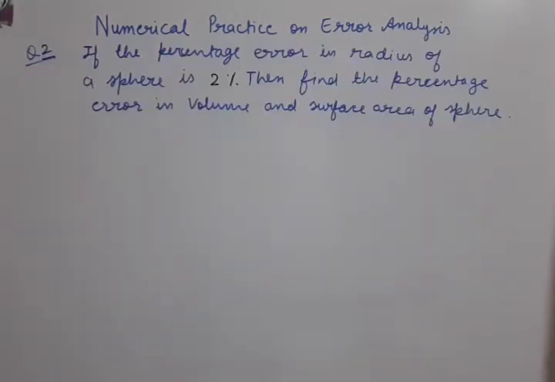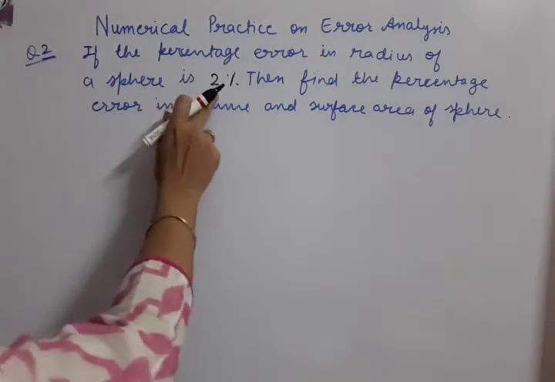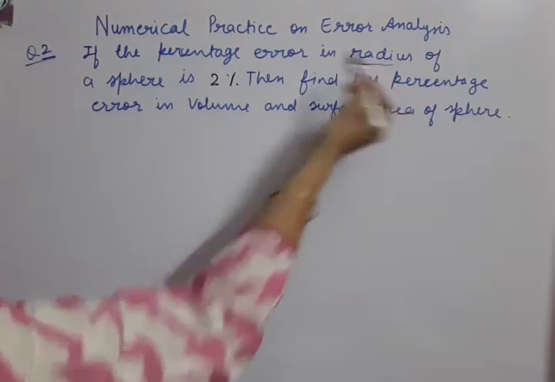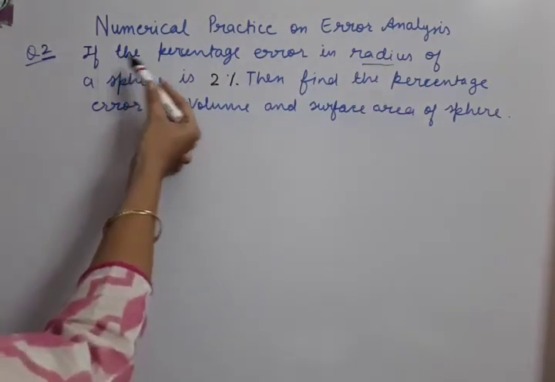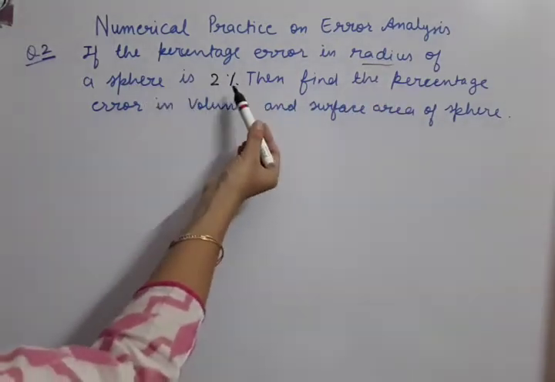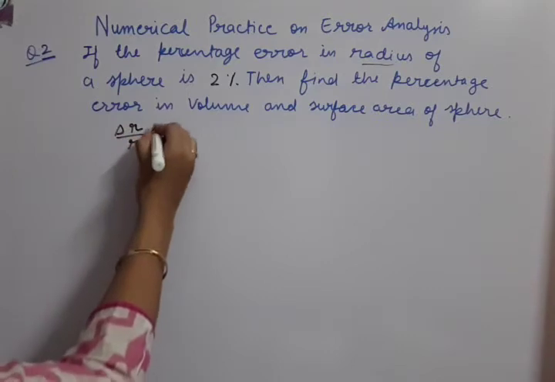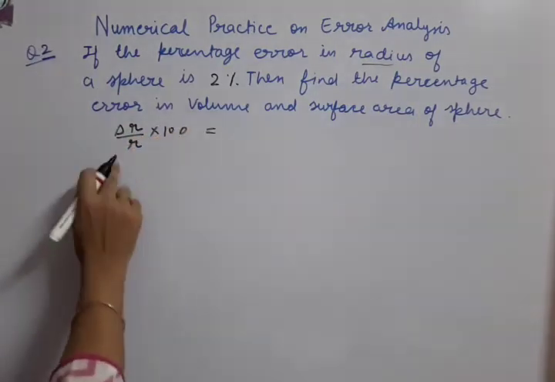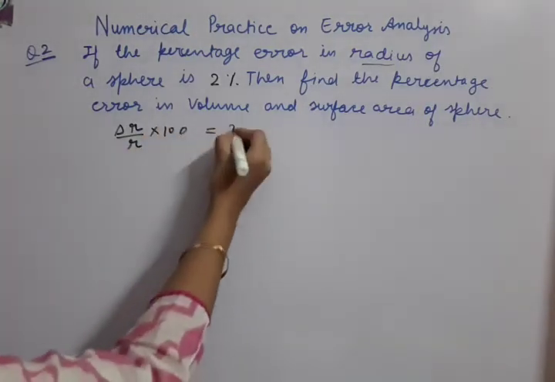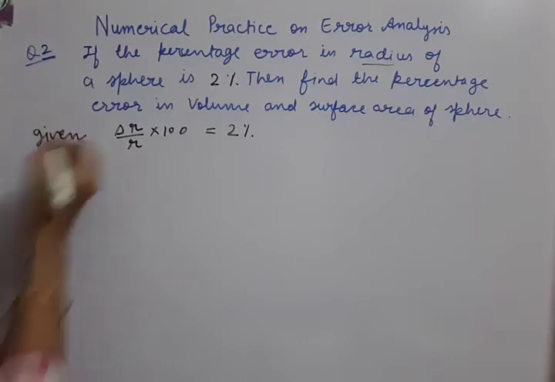Let us see question number 2. In this, percentage error is given, but in one term, the radius. So I'll read the question. If the percentage error in the radius of a sphere is 2%. Firstly we should write it here. Percentage error in the radius means delta r by r into 100. This is given as 2%. This is the given term.